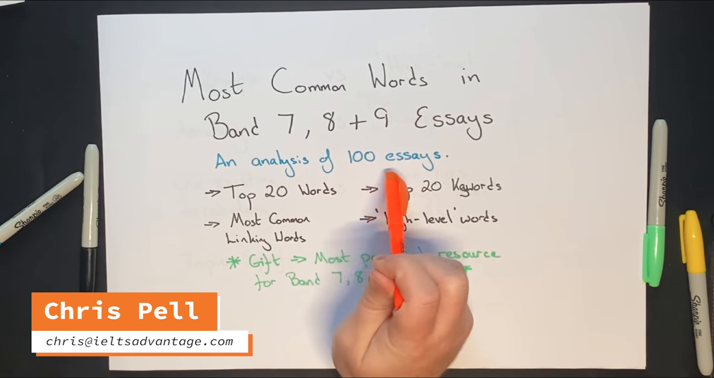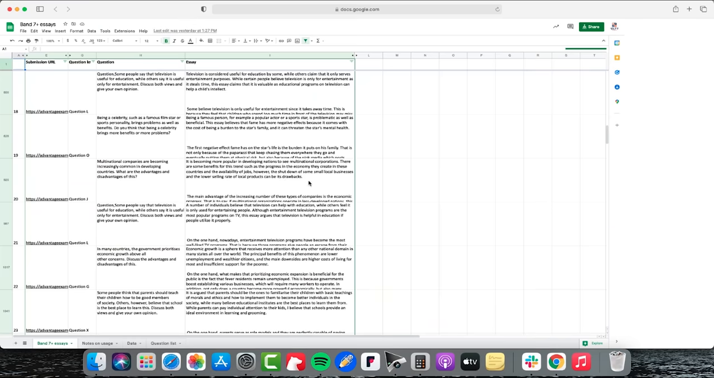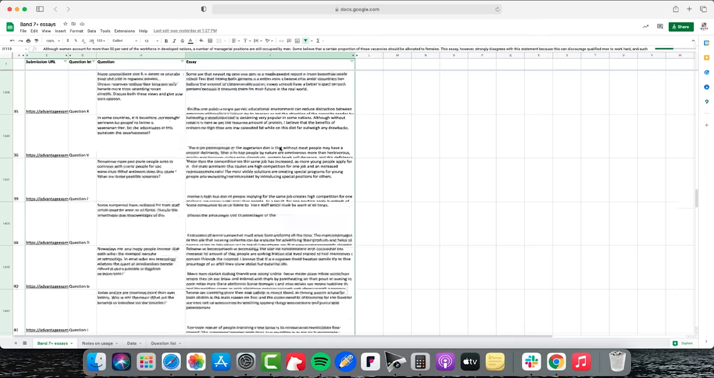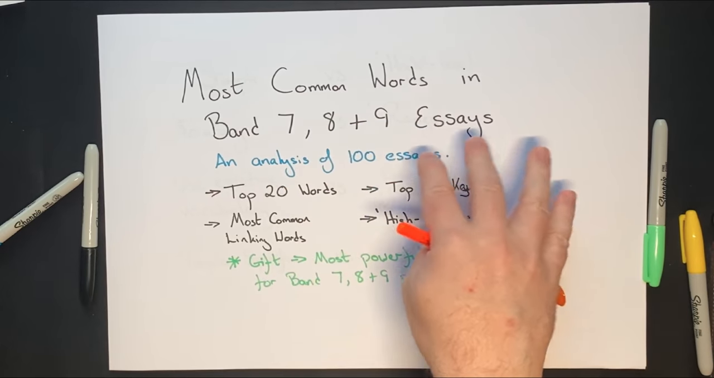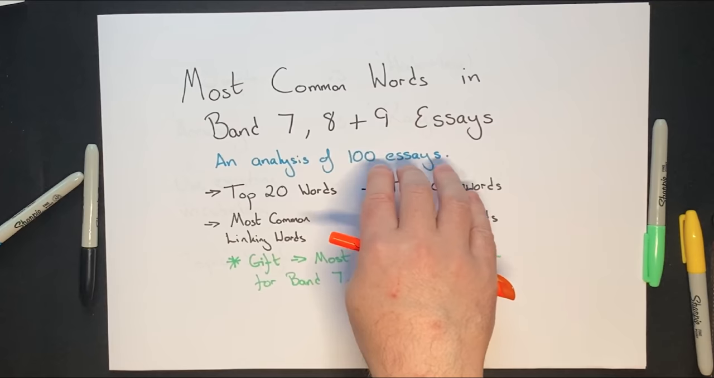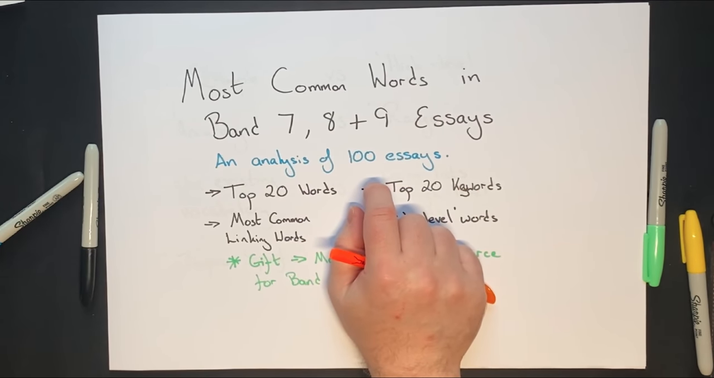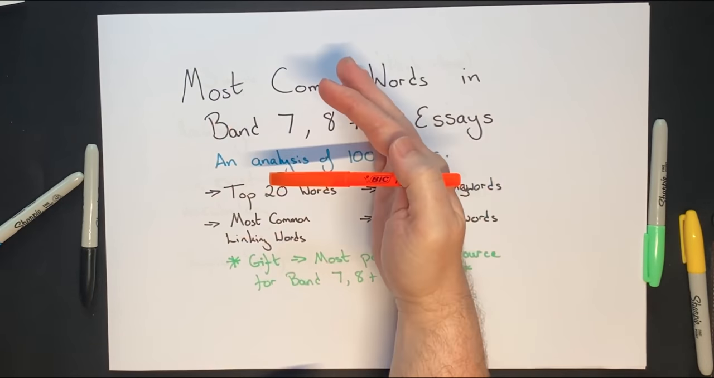What I did was I asked my team to give me 100 band 7, 8 and 9 essays that we had corrected, that we had given our students feedback on, and those students have gone on to get either a band 7, 8 or 9. And what we've done is we've analysed all of the words in these 100 essays so that we can help you guys learn what the most common words are.